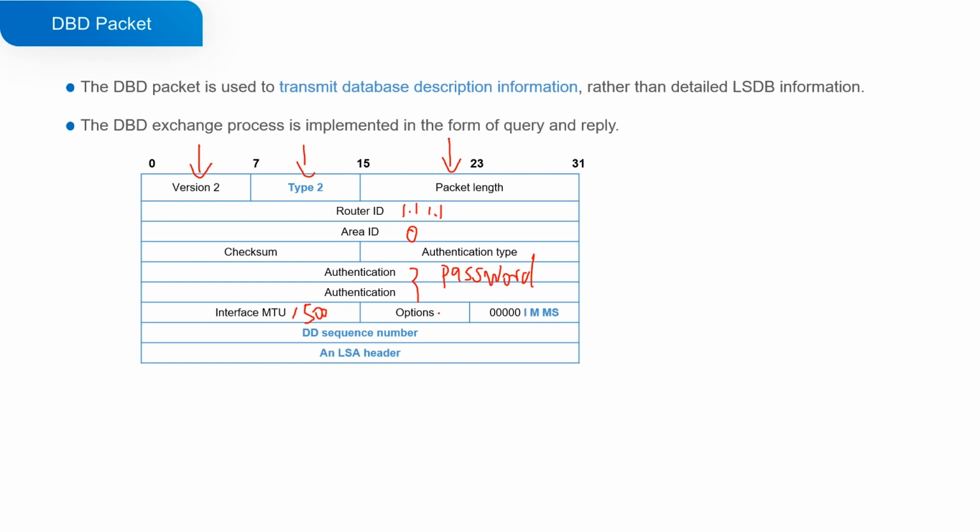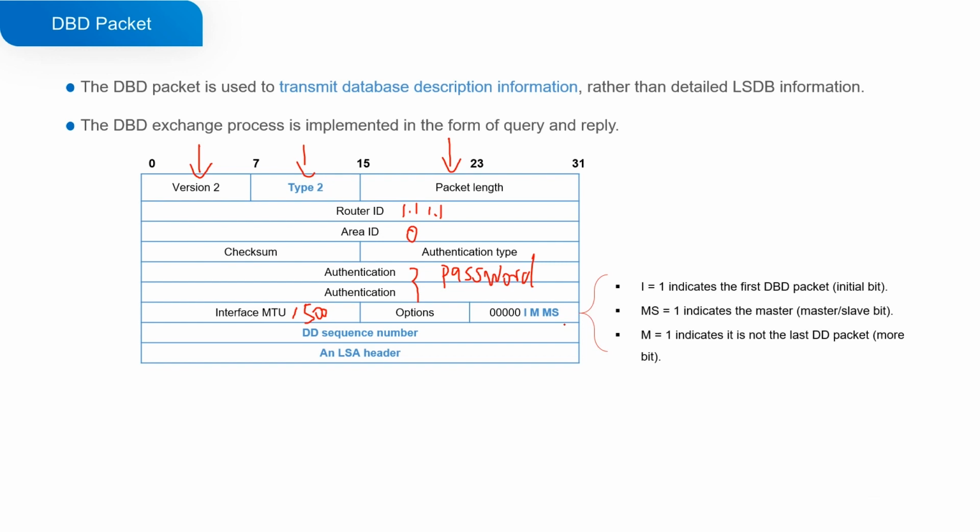Okay, and next is the options, and then we can see the 3 bits, here the I, M, and MS bits. What do these 3 bits mean? The first bit we call the initial bit. The initial bit means the first DBD packet. If the value is 1, this packet is the first DBD packet.